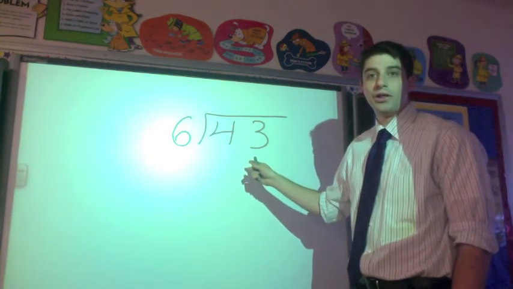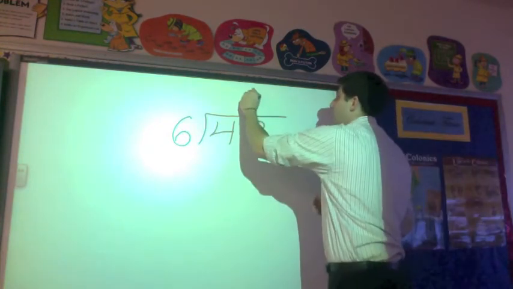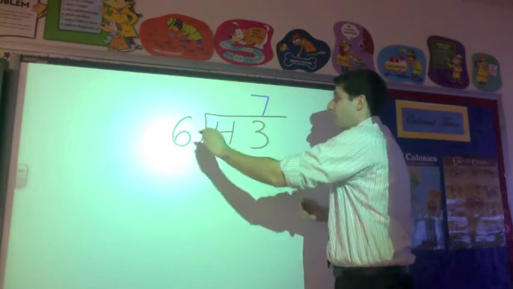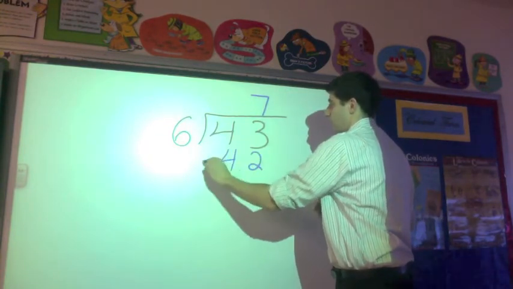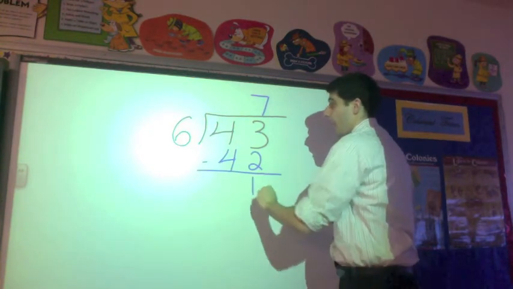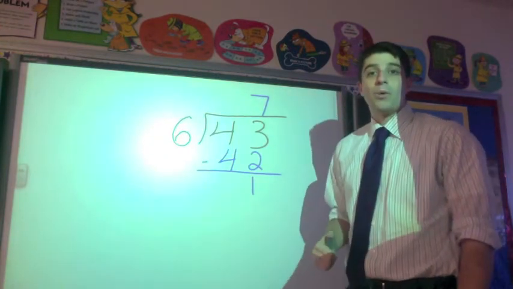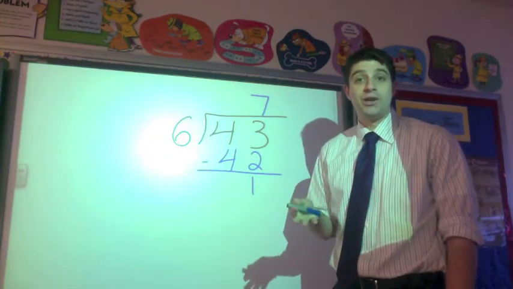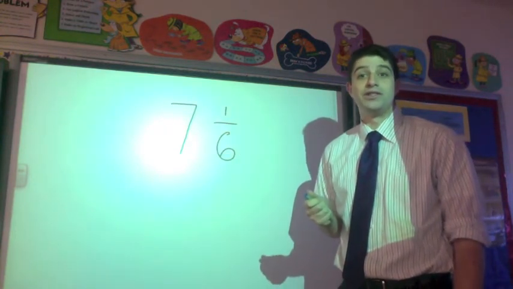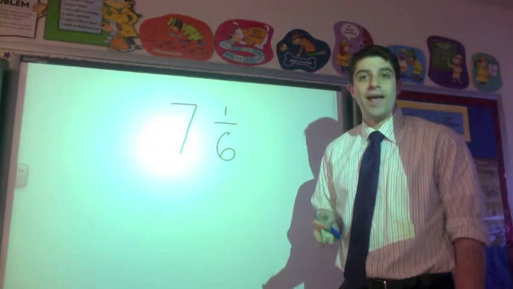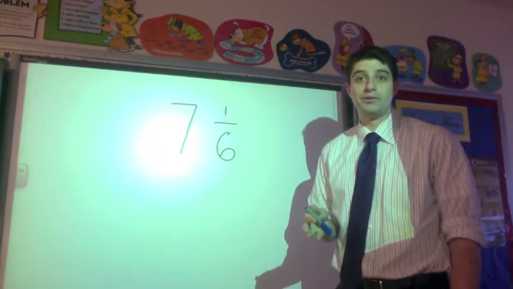6 goes into 43 how many times? Yep, if you said 7, you're right. So I'll place this 7 here. 7 times 6, I know, gives me 42. And I subtract, and I have a remainder of 1. So now, when I go to my next slide, I'll have my answer in simplest form. And my answer is 7 and 1/6. That's how we add fractions and simplify our answer with like denominators.